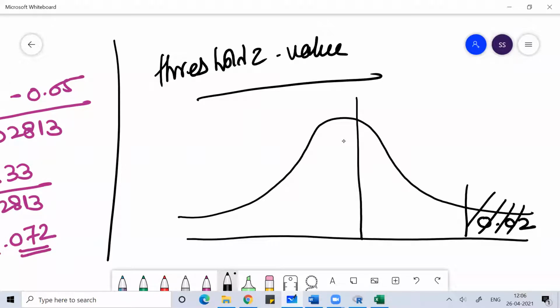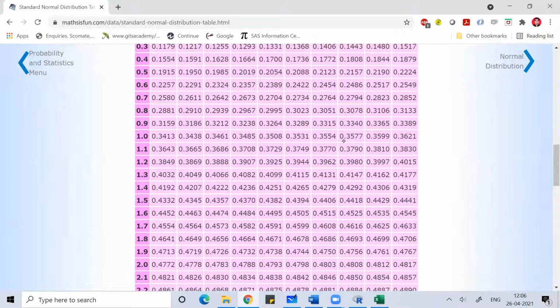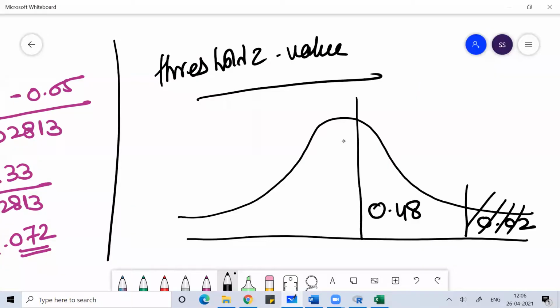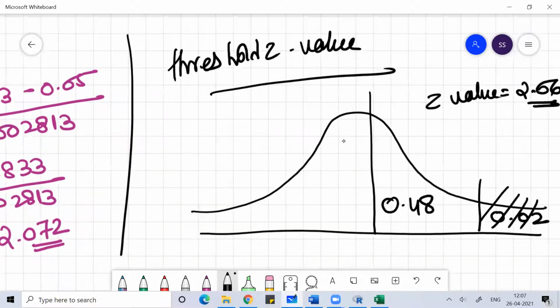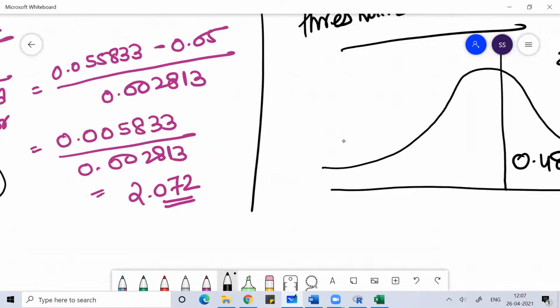So this is the rejection region. The acceptance region is 0.48. So what you do, you go to the normal distribution table and see the value corresponding to 0.48, that is 2.06. Sorry, the threshold Z value is 2.06 and the calculated Z value is 2.07.